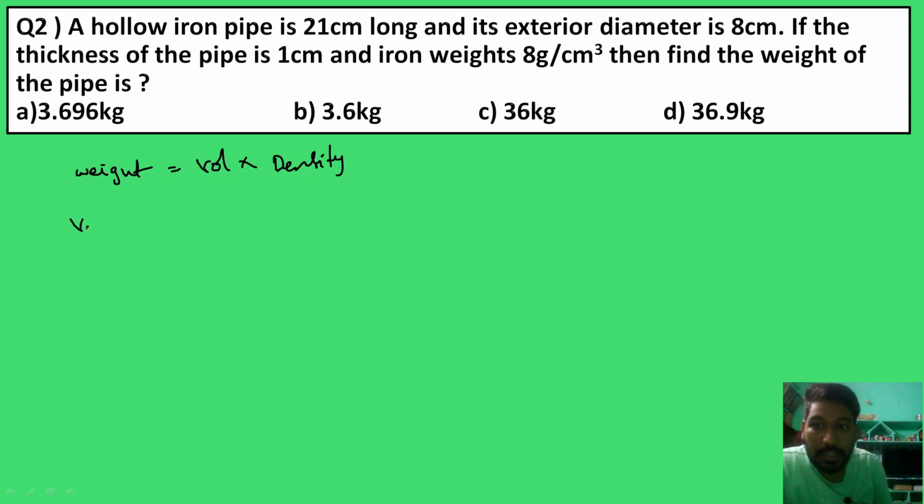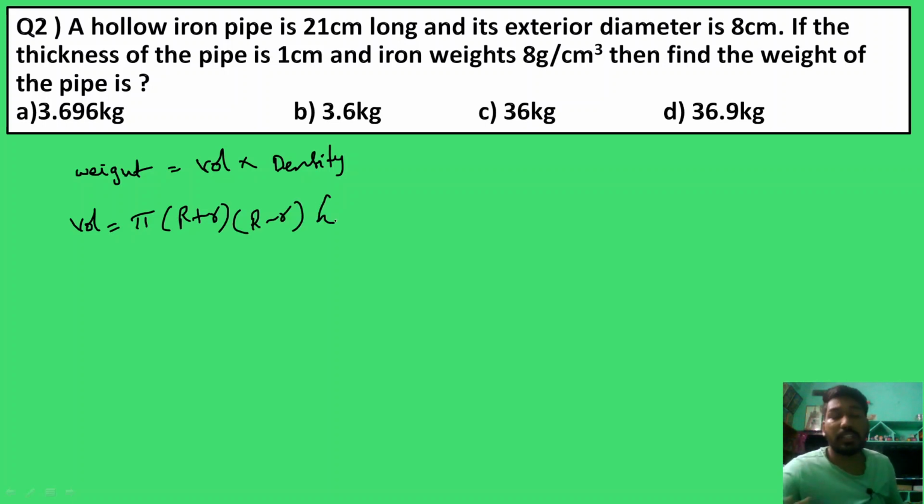First of all we will find the volume. For the hollow cylinder the formula is pi into (capital R plus small r) into (capital R minus small r) into height. Let me write capital R. Okay, now this is the formula. First of all we will write what the given items are. They said exterior diameter, so it is nothing but capital D.